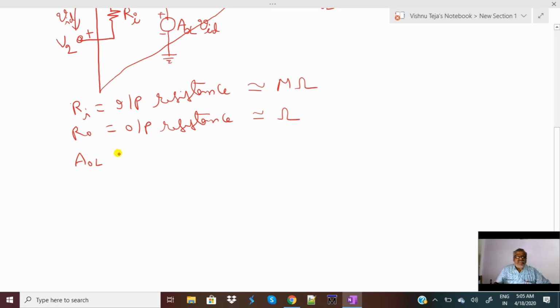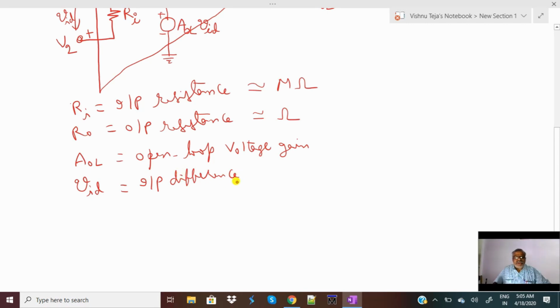And AOL is called the open loop voltage gain. Its value will be very large. VID is the input differential voltage, or difference voltage, which is the difference of the two input signals. Generally, we write this as V2 minus V1.